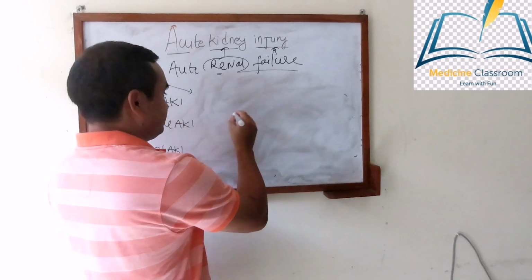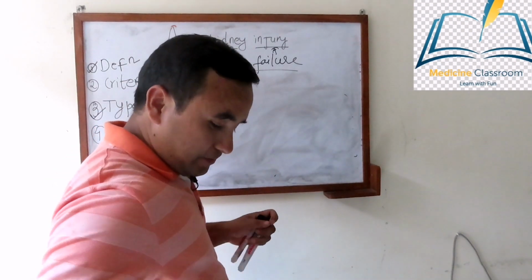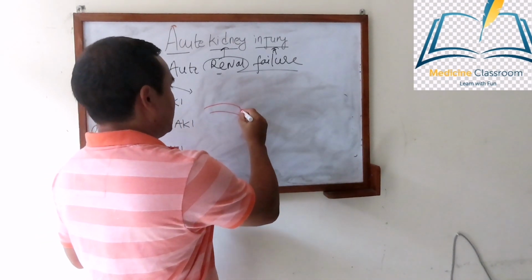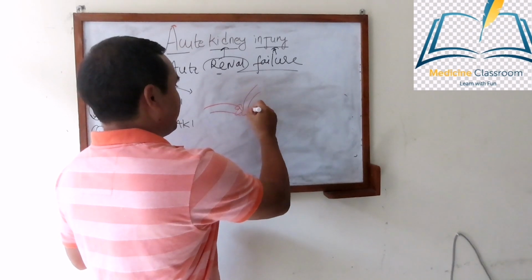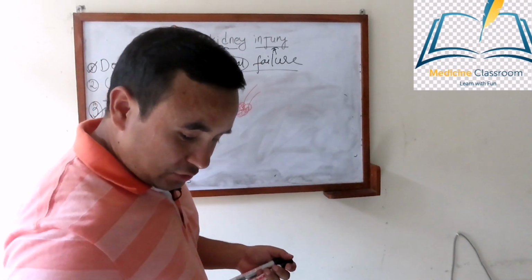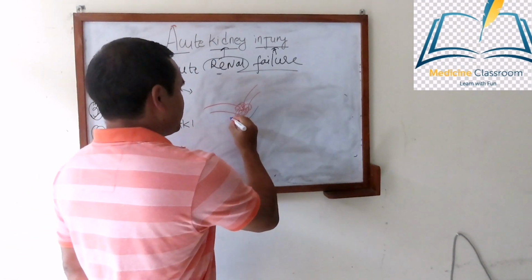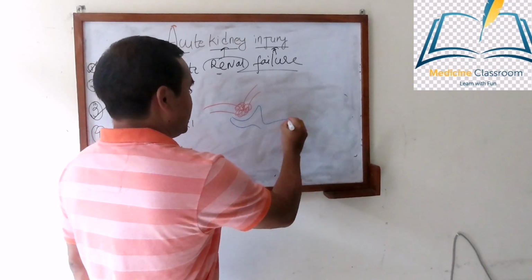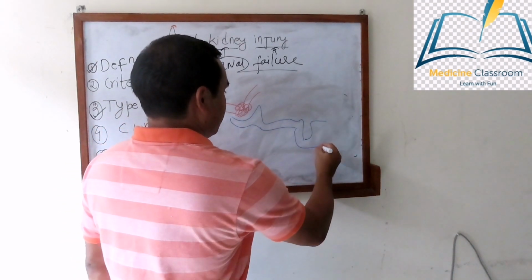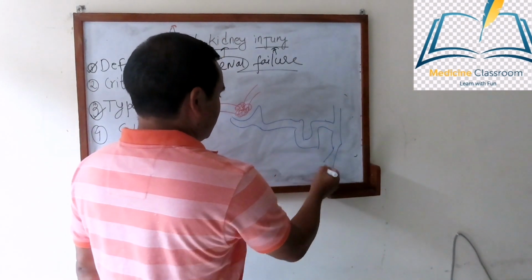Kidney, we have already discussed in the kidney. These are the afferent and efferent arterioles. These are the tuft of capillaries, which we call the glomerulus, and here is Bowman's capsule. Here is the PCT, then here is the loop of Henle, then the collecting duct, and ultimately it will drain.